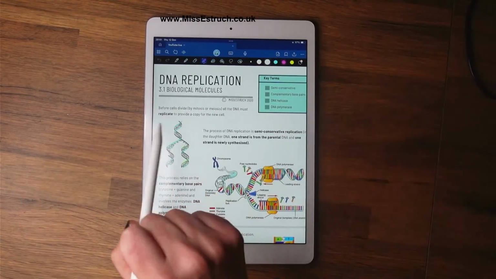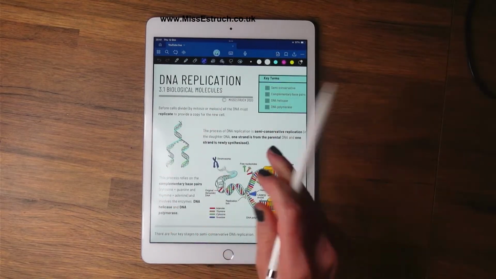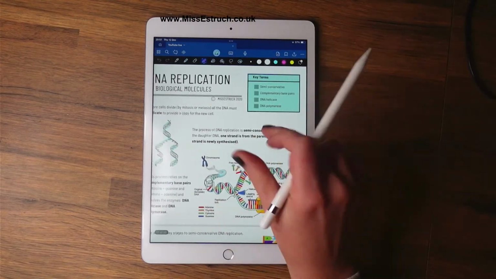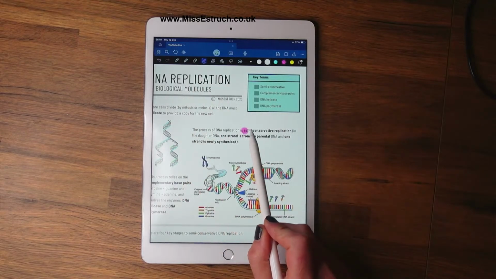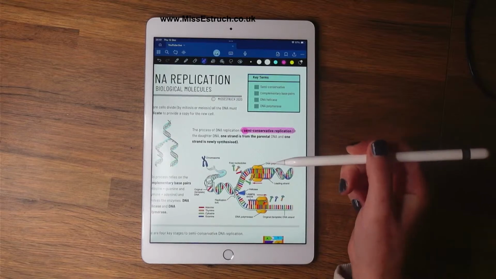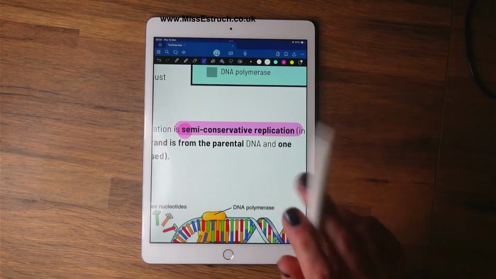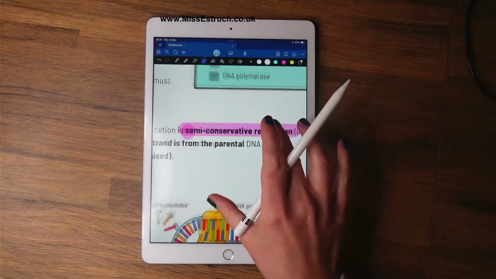Okay, so yeah, before cells divide by meiosis or mitosis, you have to replicate the DNA. And the way that DNA replicates is semi-conservative replication. And sometimes that is actually asked as a 2-mark question. You're asked, what is the definition of semi-conservative replication?